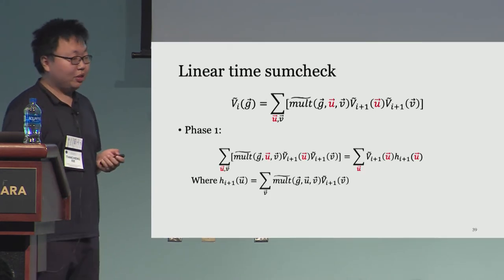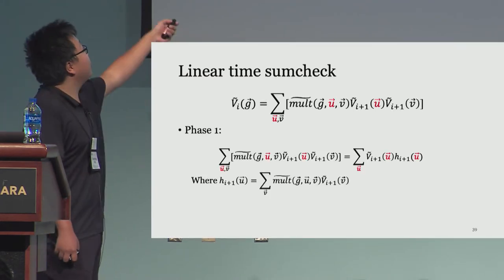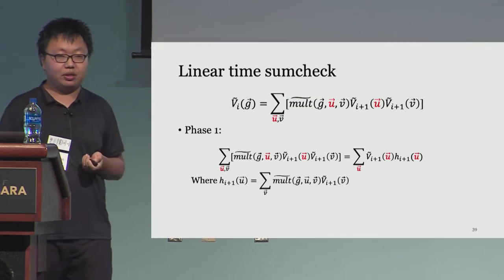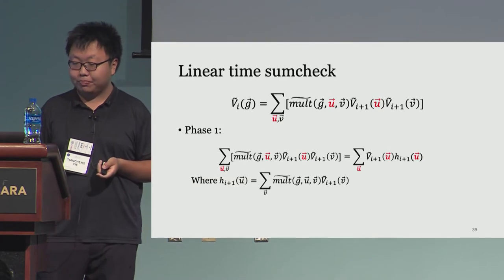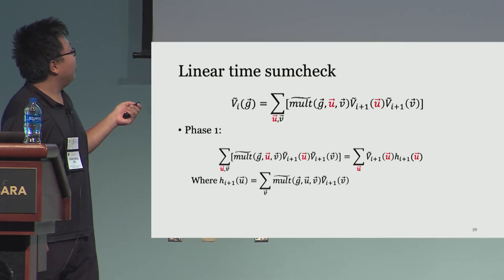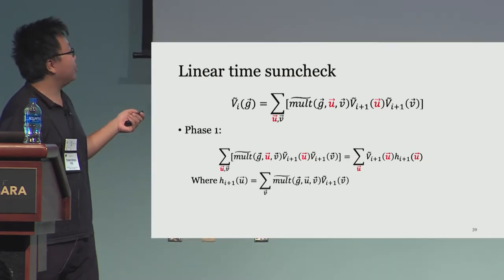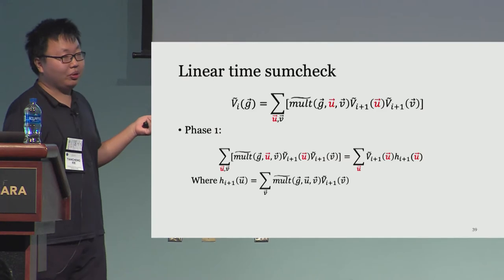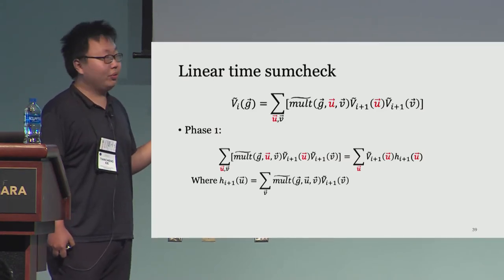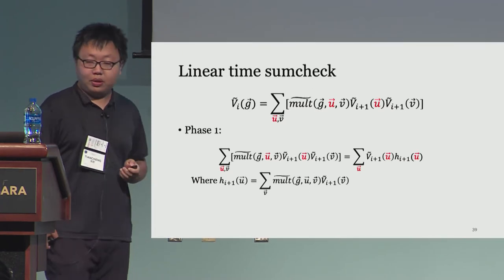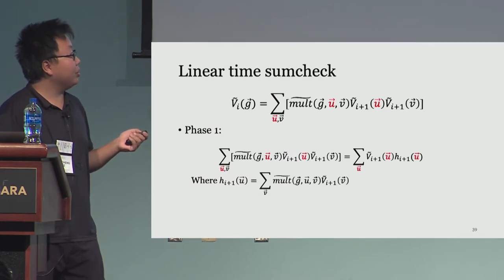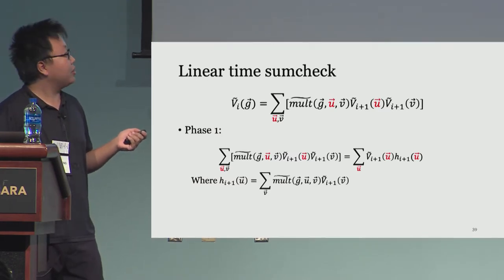We divide the sum check into two phases. The first phase is only about the variable u, and the second phase is only about the variable v. Here, we define a polynomial h as follows. These two things will be equal, and this part of the polynomial is only about u. As Thaler's protocol requires, we need to initialize a lookup table for this polynomial.